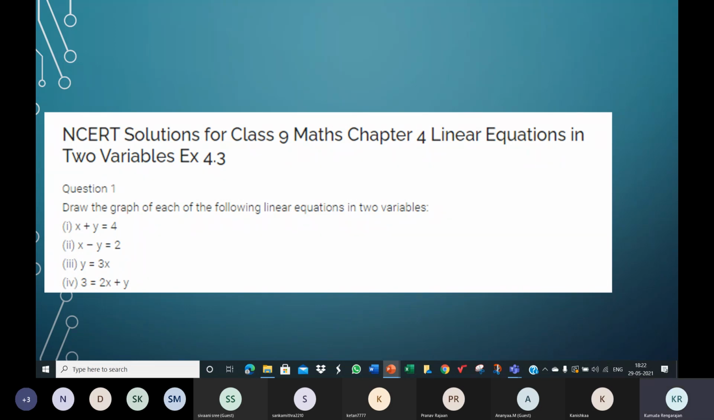Okay, so Arav, you made only 2 points, is it? Make one more and show me. Show me one more point. Give some other value for x and find the corresponding value of y.